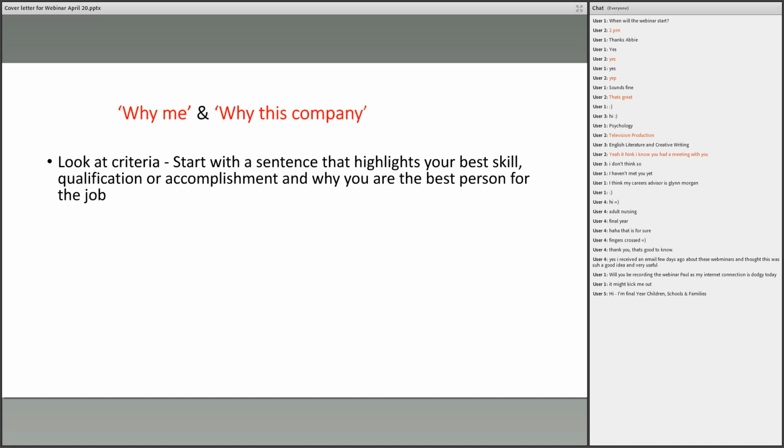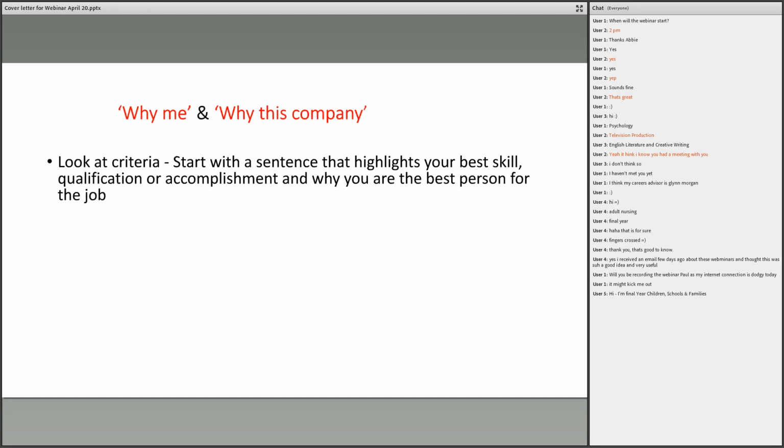Now, with anything, whether you're writing an essay, writing a book or whatever, it's that first sentence. You've got to grab their attention. So what you've got to work out is what are my best skills? What are my best qualifications or accomplishments? That's the sort of thing you've got to use to grab their attention straight away.